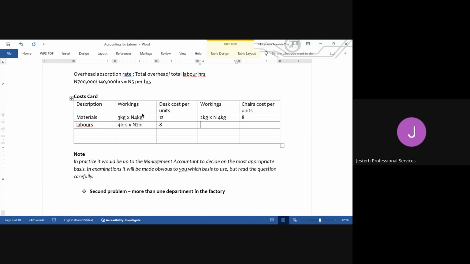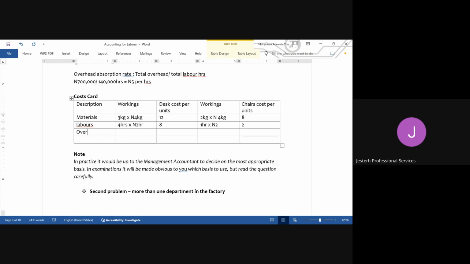Now, the chair. We need 1 hour to produce each chair, and how much are we paying each labor per hour? We are paying them 2 naira. It means all we need to spend here on labor to produce each chair is going to be 2 naira. Now, this is where we need to pay attention.